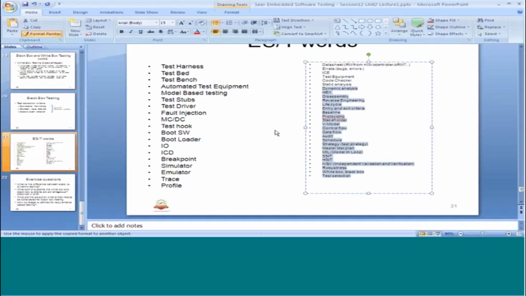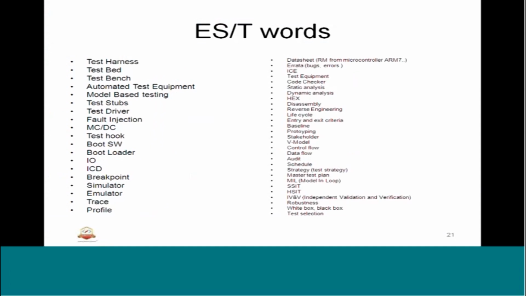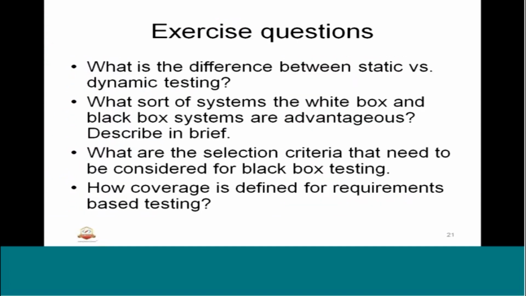Okay, so that is the conclusion of this class. Before that, I have a few exercise questions of this class. What is the difference between static versus dynamic testing? What are the advantages of the white box and black box systems? Describe in brief. What are the selection criteria that need to be considered for black box system? How is coverage defined for requirements based system?